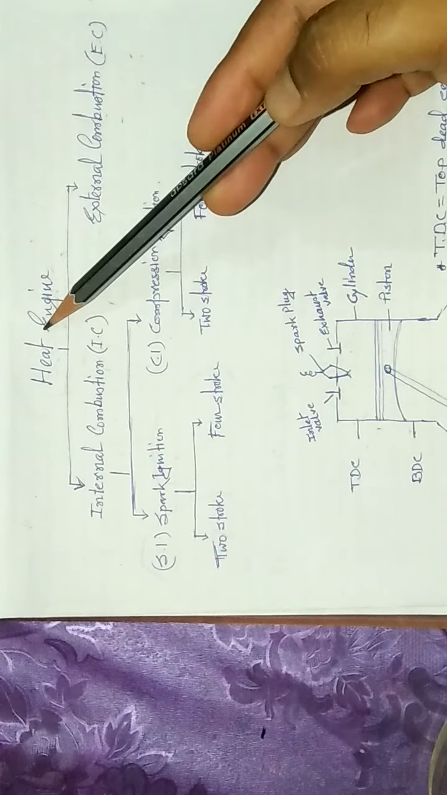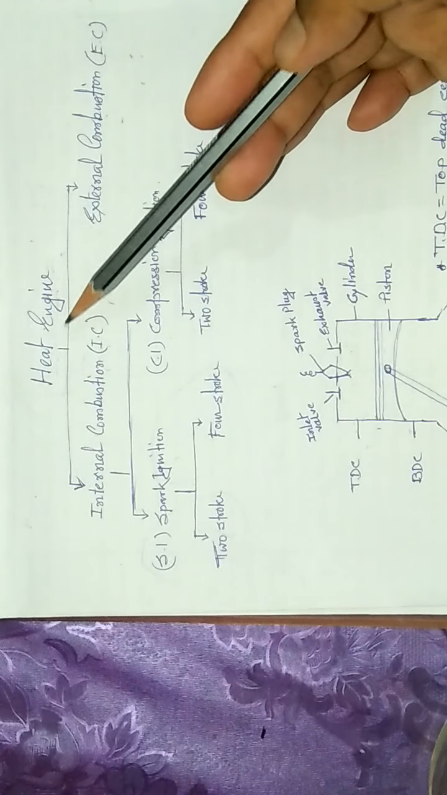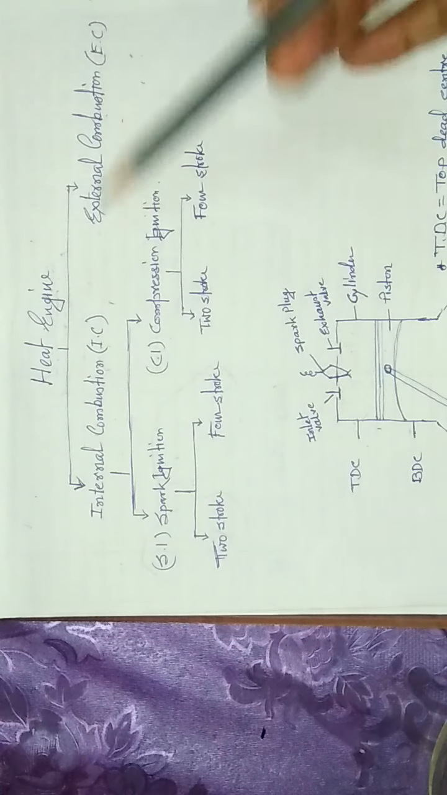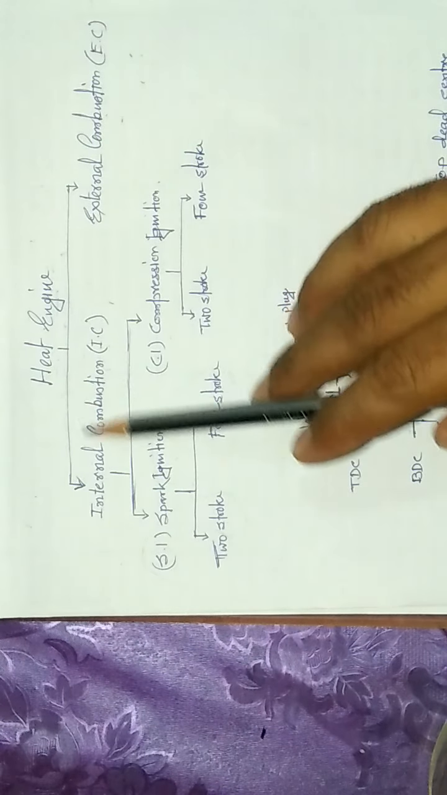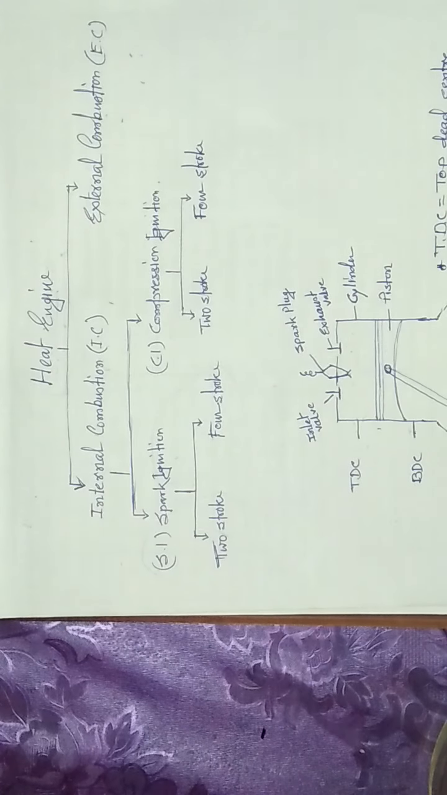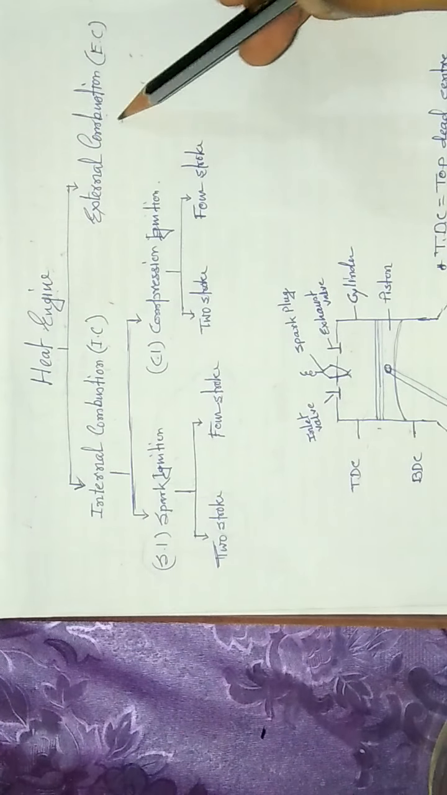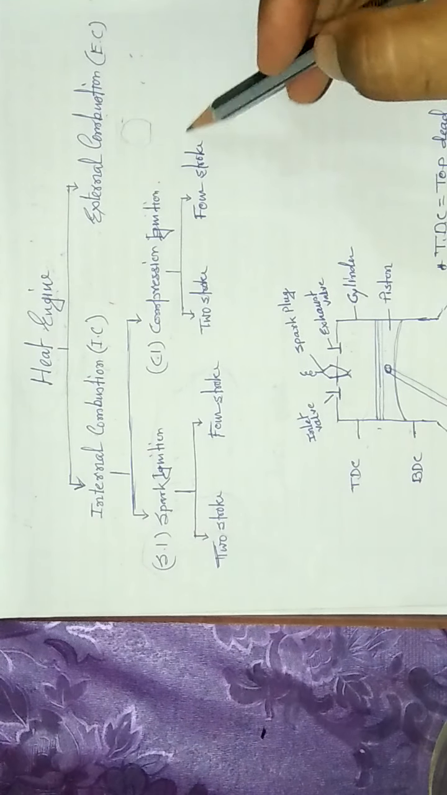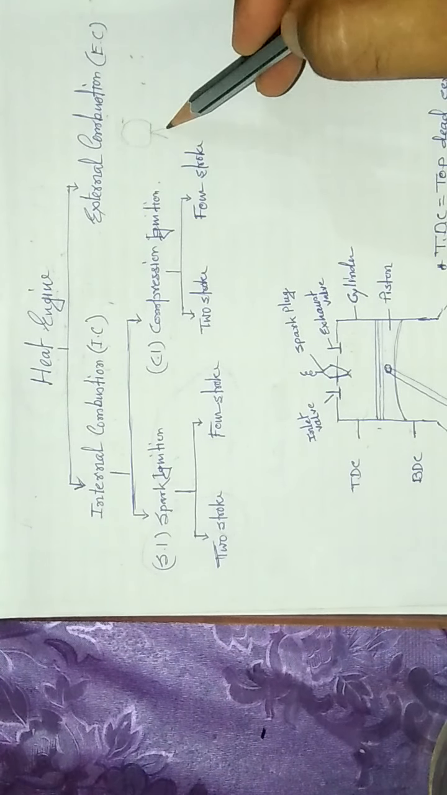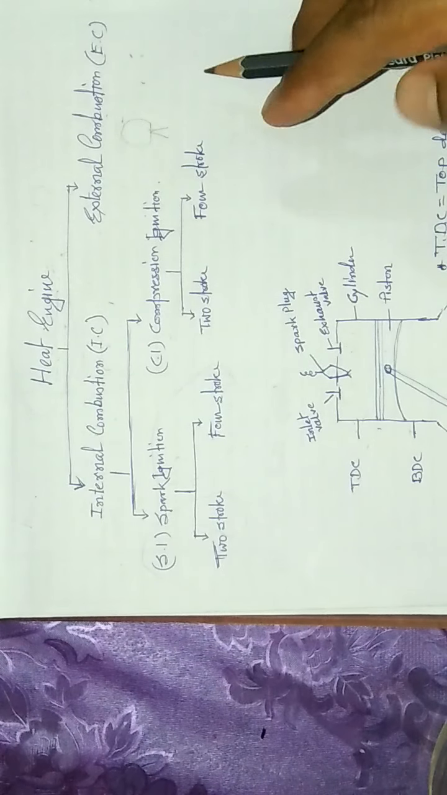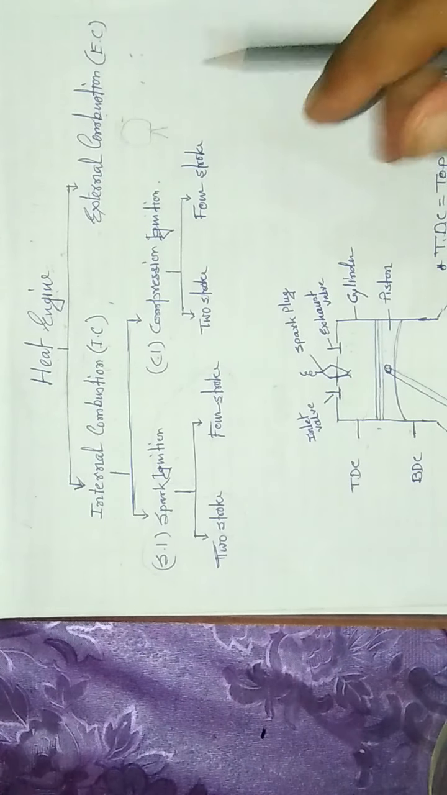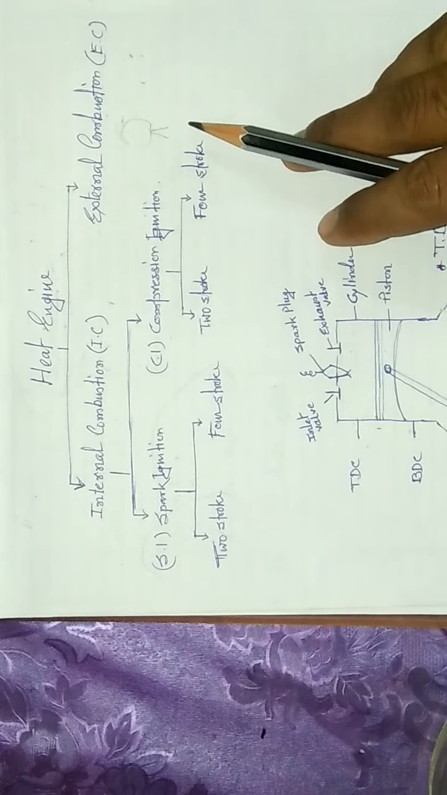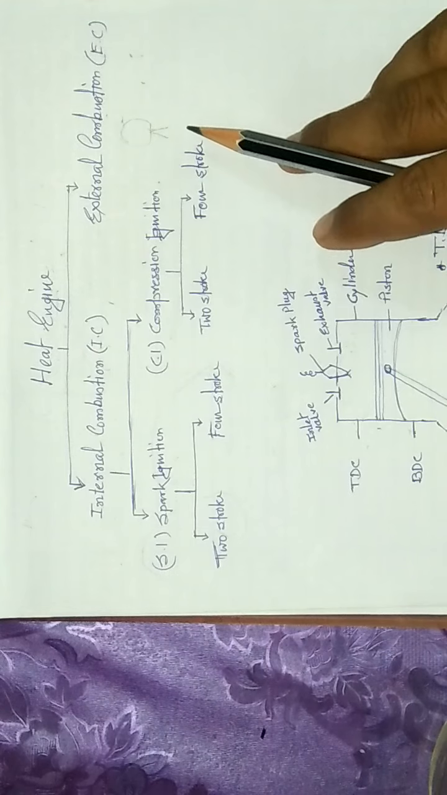Now, heat engines are broadly classified into external combustion engines and internal combustion engines. In an external combustion engine, the combustion of fuel takes place outside the cylinder. For example, the steam engine. At present, this kind of engine we can see in the toy train at Darjeeling.